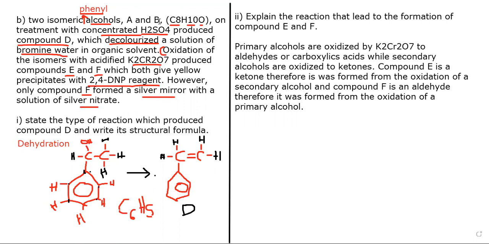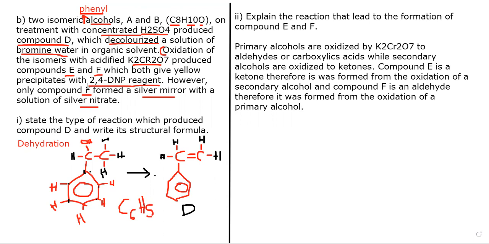We know that primary alcohols are oxidized to aldehydes. If you make it stay long enough, you will get the carboxylic acid. So you just need to explain that primary alcohols are oxidized to aldehydes. Secondary alcohols are oxidized to ketones, right?